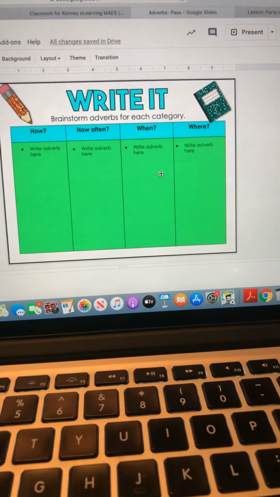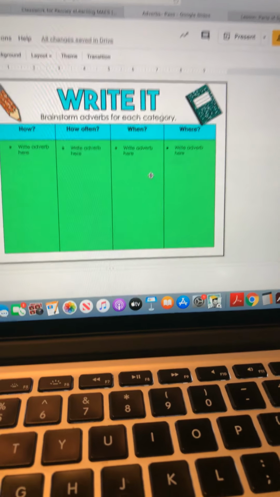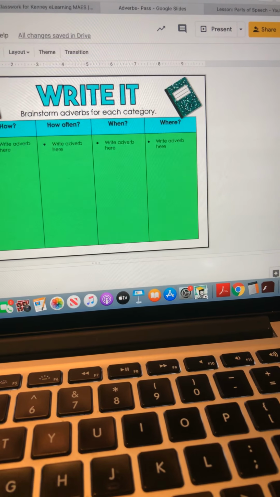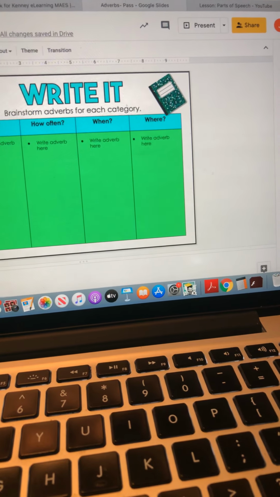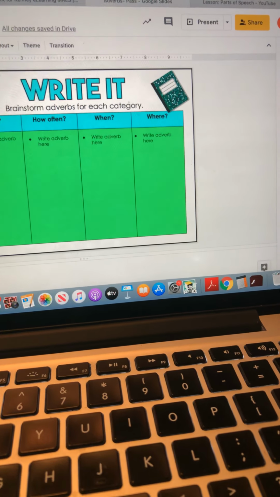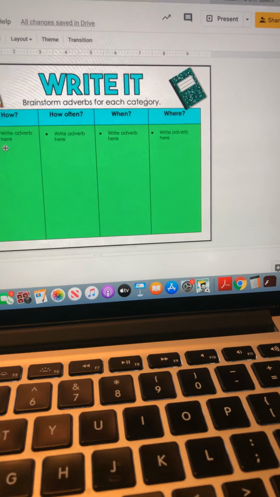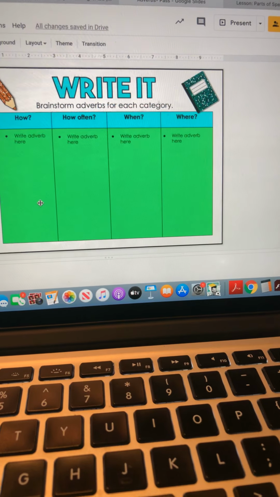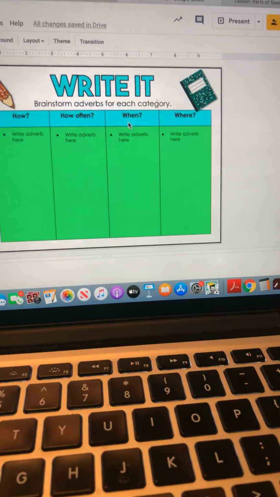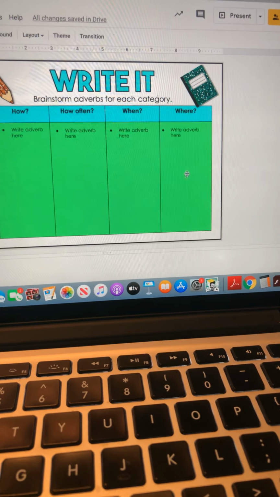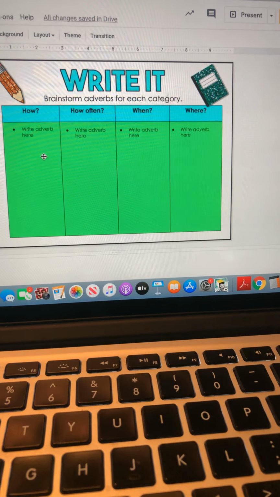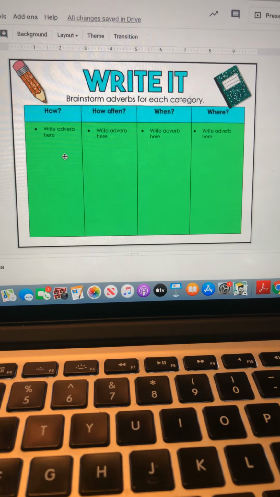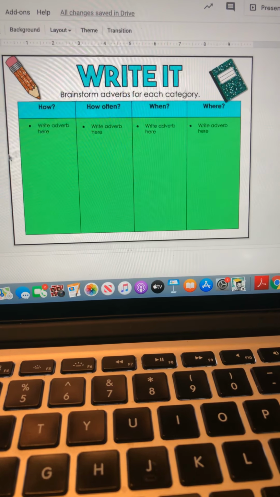All right, the next slide is write it. Brainstorm adverbs for each category. Okay, so now, like on the last slide, on the sort it slide, they gave you words to sort. Now it's your turn to think of words in your mind and you write them down in each category. So how is the first column. How often, when, and where. Okay, so you have to think in your mind which adverbs answer those questions and type them in each column.